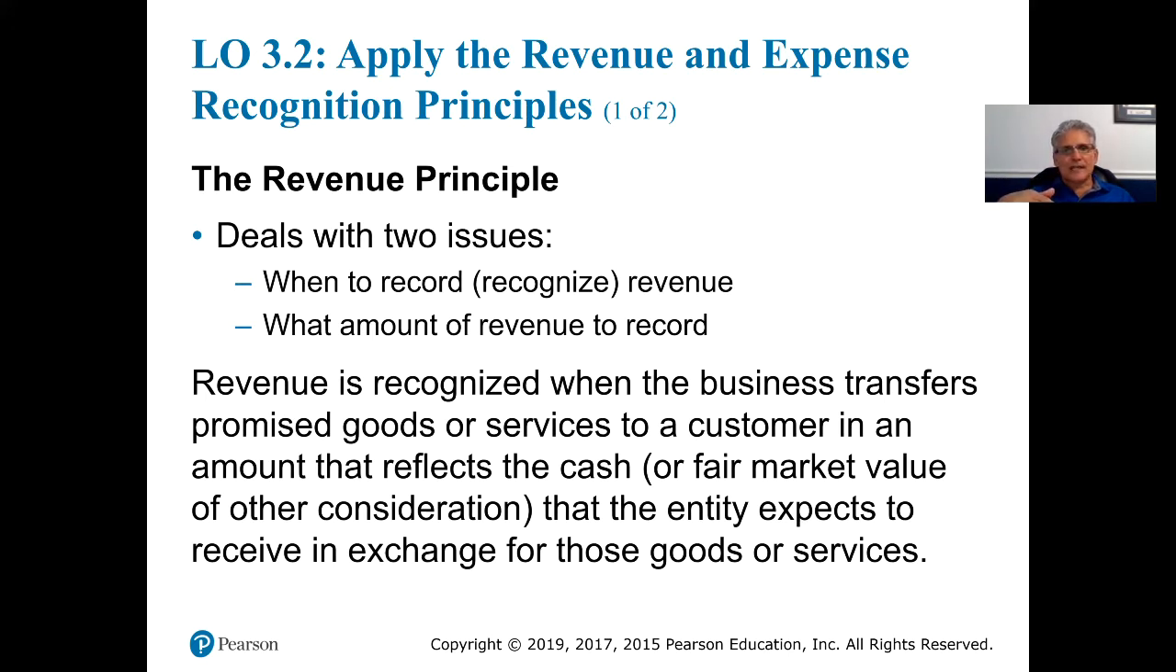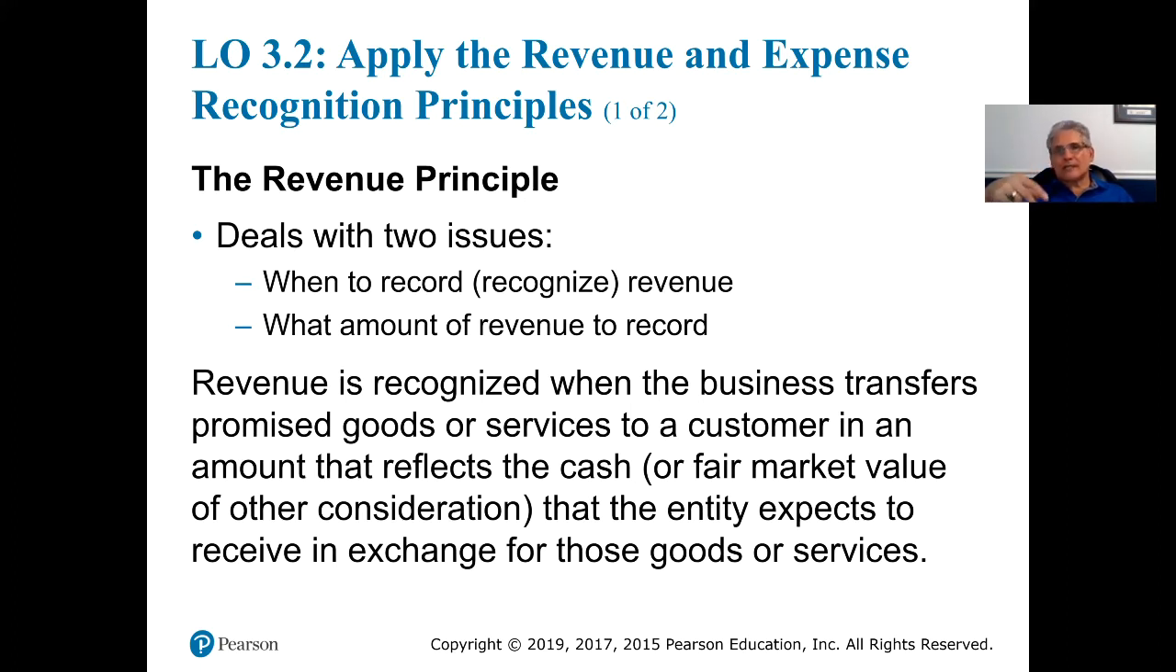The slide goes on to say that the amount reflects the cash or fair market value of other considerations that the entity expects to receive in exchange for the goods or services. So even though we haven't received the cash yet, we're still going to go ahead and record the revenue. We're going to recognize the revenue because once we deliver the goods or deliver the service, we can expect to get paid. And the question becomes, well, what are we going to get paid? We get paid based upon the fair market value of what we're going to be receiving. So in most cases, it's going to be cash.